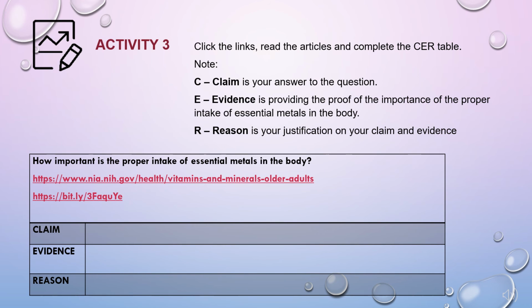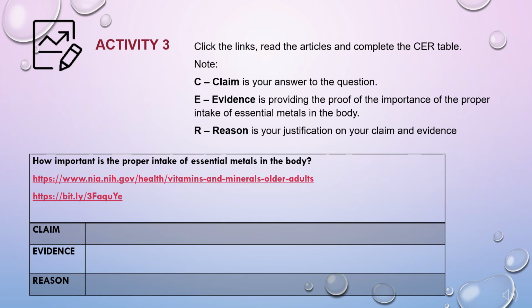For the third activity of our module, click the links, read the articles, and complete the CER table. Okay, so you are going to read the articles from these two links. If you cannot access the links from your PDF copy, please simply long press them and then copy and paste them on your Google Chrome. So kapag hindi nyo po mag-click yung link sa inyong PDF copy ng ating module, pwede nyo silang i-copy and then i-paste sa ating Google Chrome para ma-access ninyo.